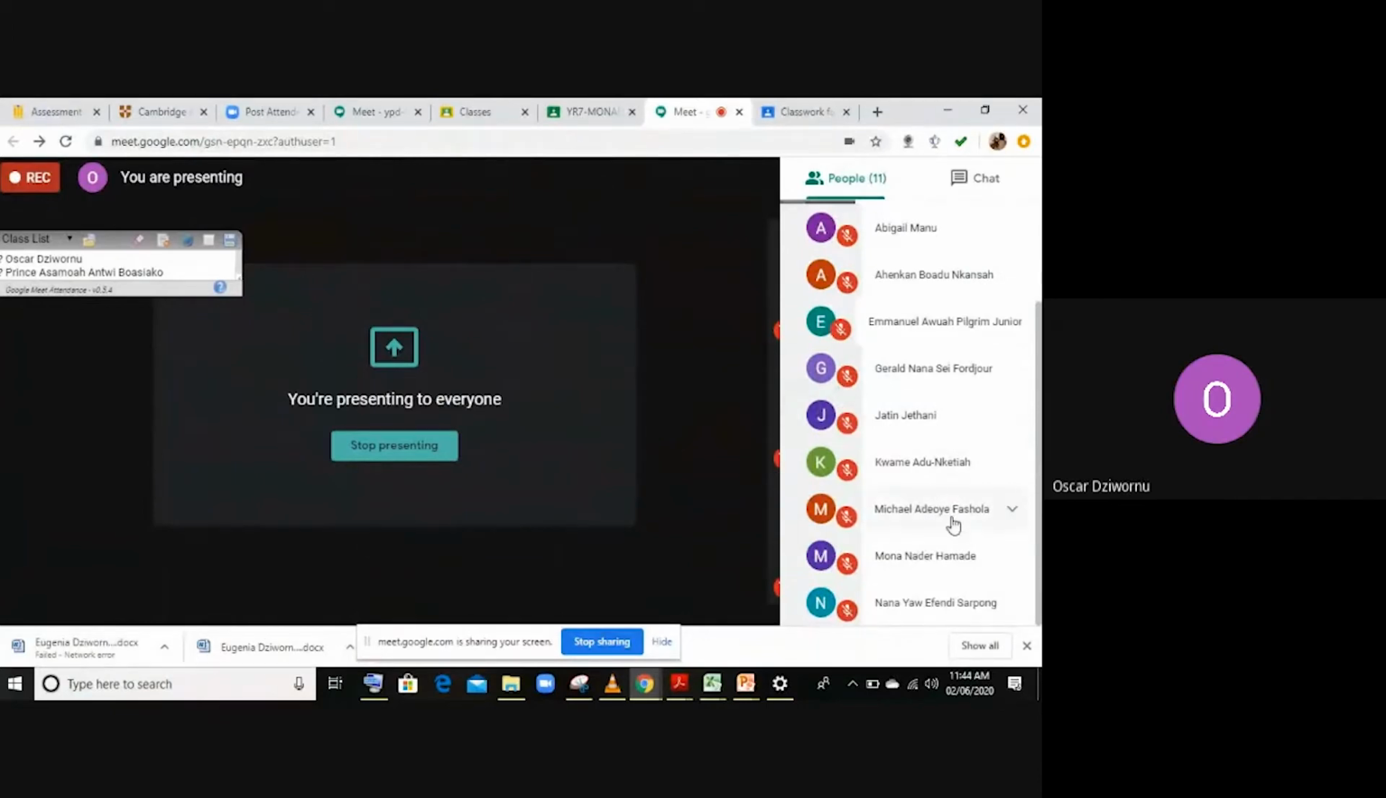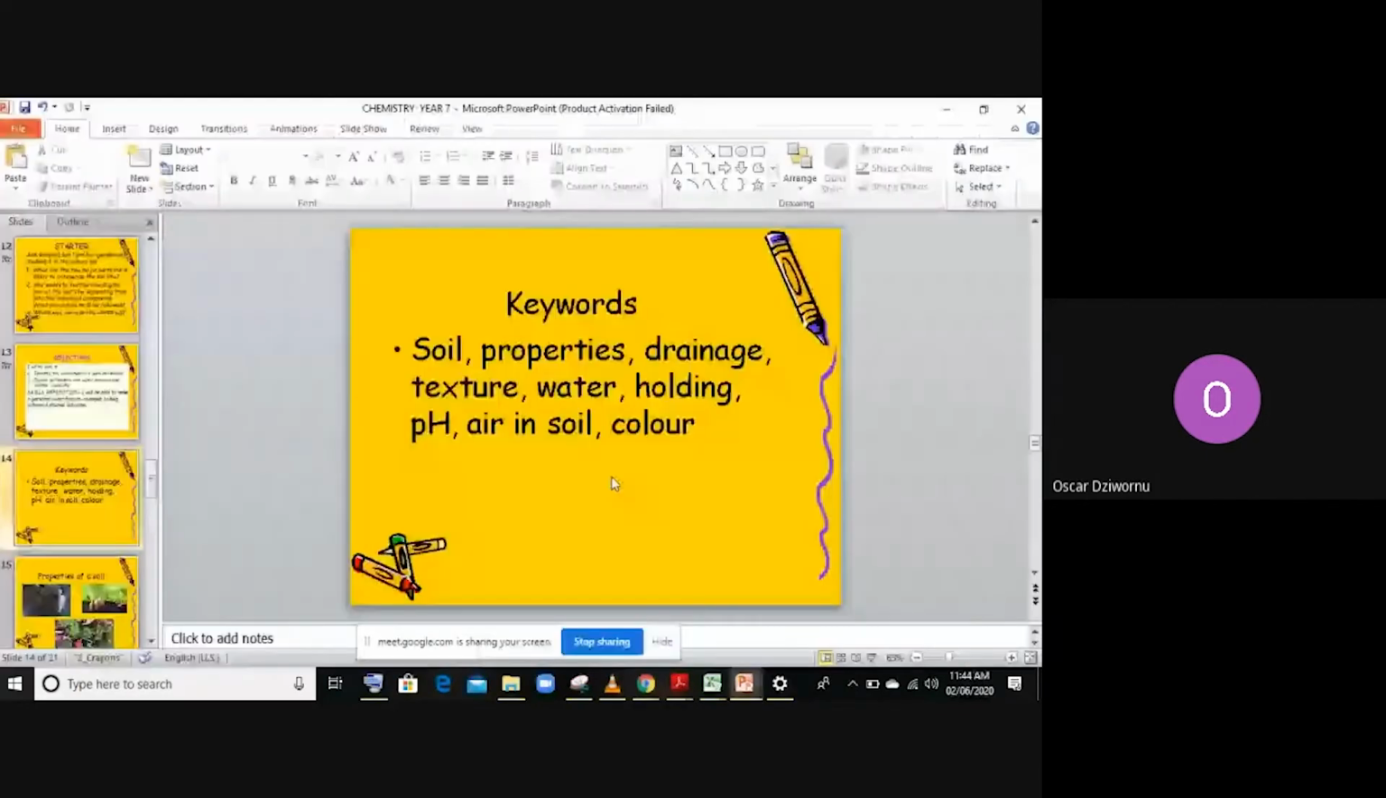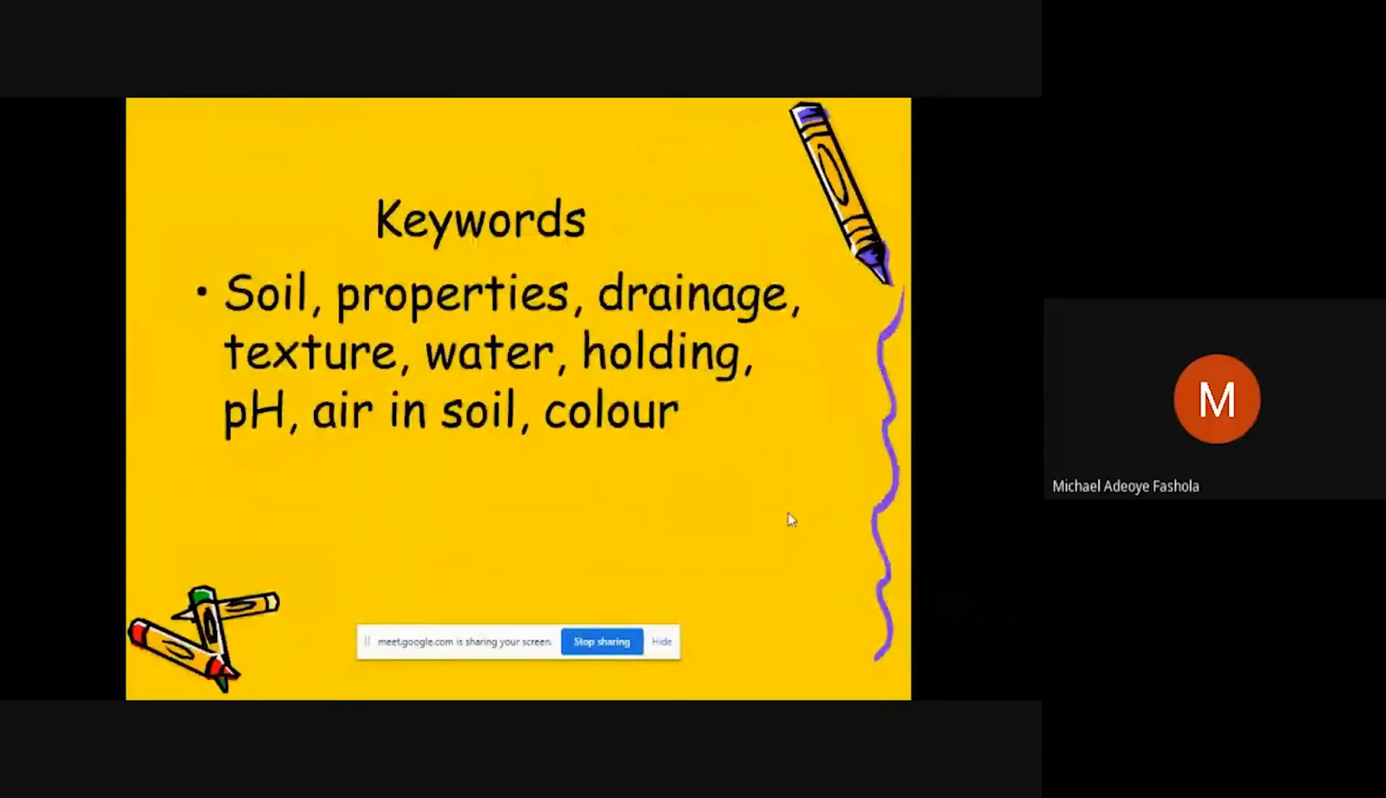All right. Fashola, read the keywords for us. What are the keywords? Drainage, water holding, pH, air in soil, and color. All right. So soil properties, drainage, texture, water holding, pH, air in soil, color. These are the keywords we are likely to encounter in today's lesson, which should contribute much to the understanding of the concept we're going to look at this very morning. So please take note of these keywords.